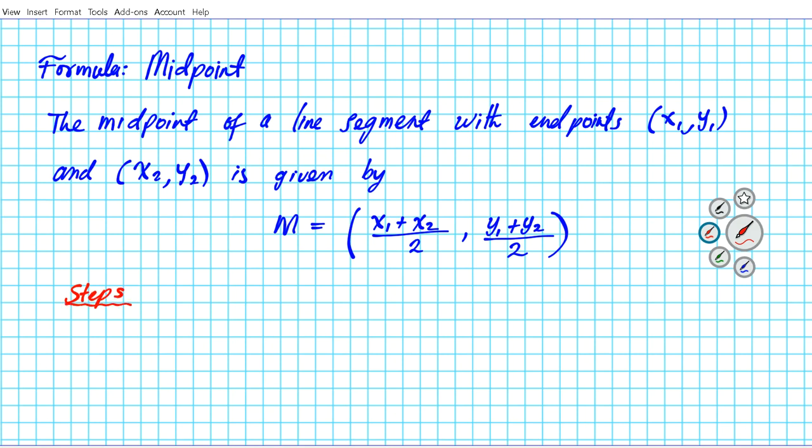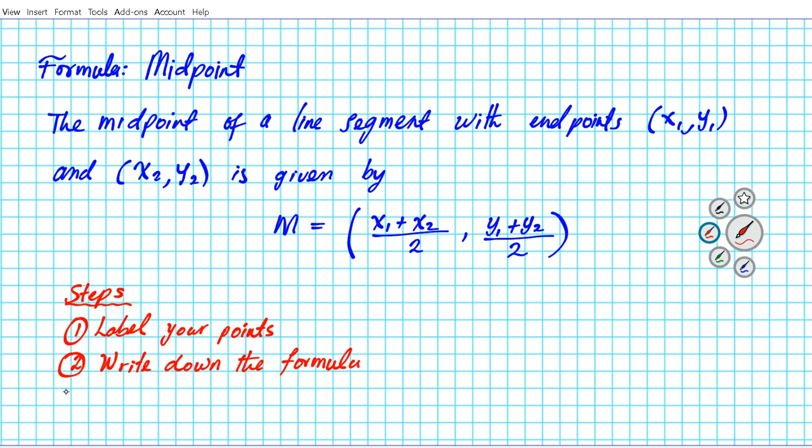So first thing you want to do is label your points. Basically you need to know your x1, y1 and x2, y2. Secondly, this is a very important step. We'd like you to write down the formula. All right, it doesn't hurt to write down the formula. It will prevent you from making mistakes.